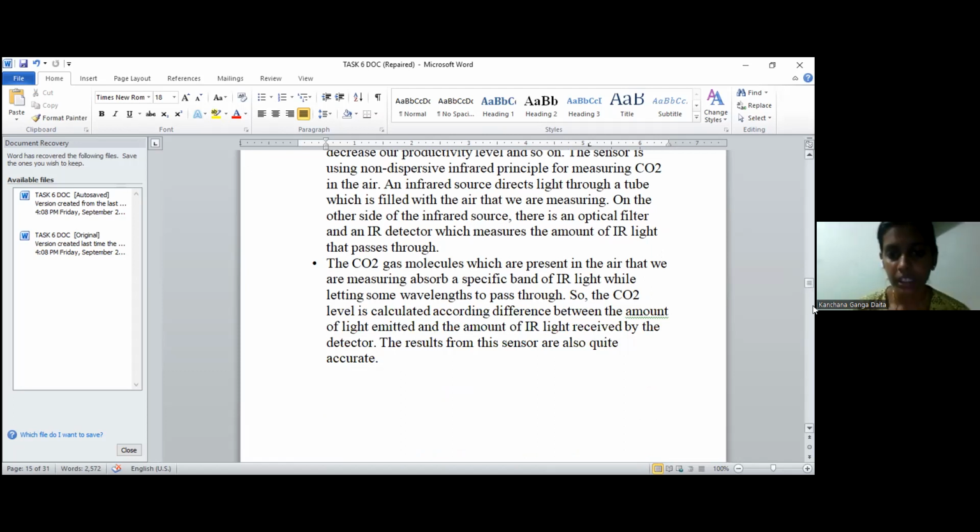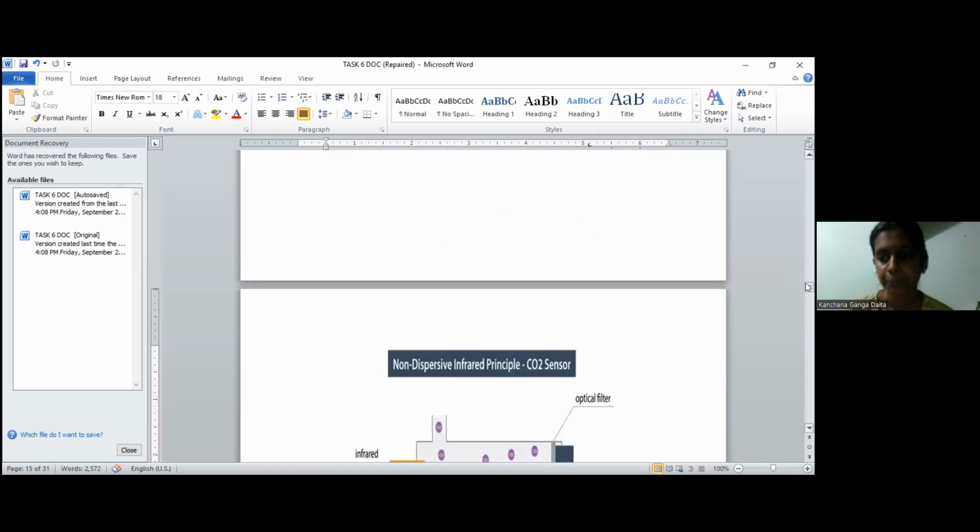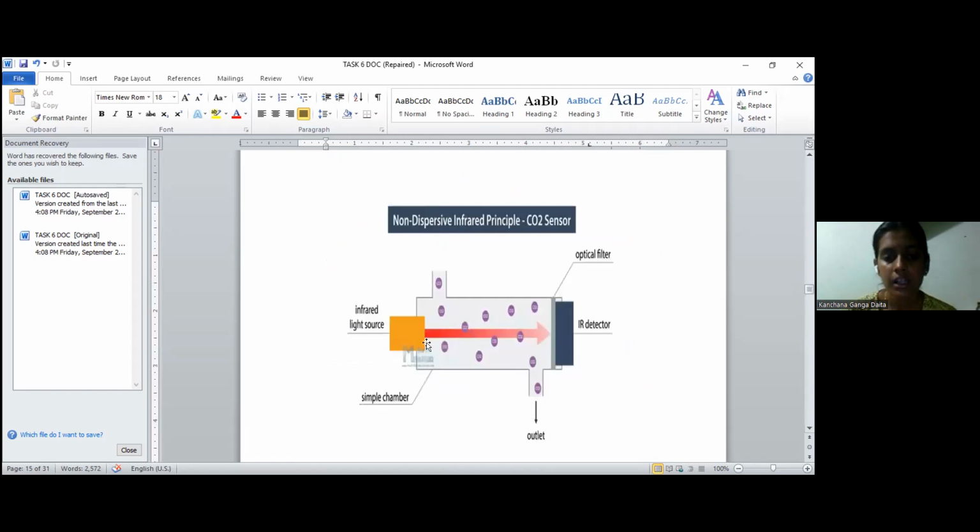So it is quite accurate because there is only one device in between in the sensor. There is not much complexity in this circuit, so it gives accurate results. See, here we have an infrared light source, and after that we have an IR detector. So this is an optical fiber placed. When the light is passing through this optical fiber, the IR detector detects the amount of carbon dioxide molecules present in the air.